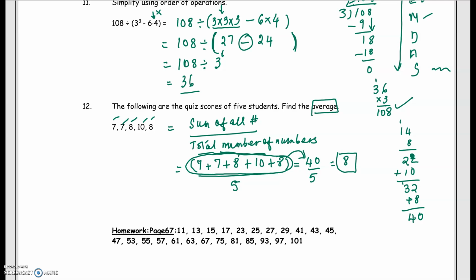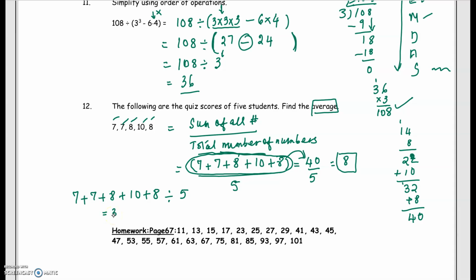Now when you enter this into your calculator, 7 plus 7 plus 8 plus 10 plus 8. So if you enter this and you divide by 5, I want you to check what you get.